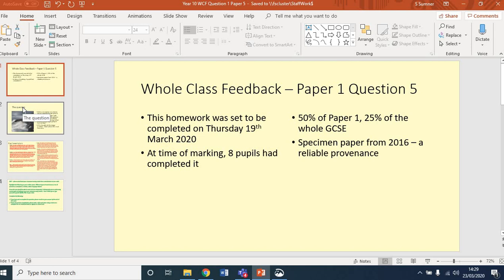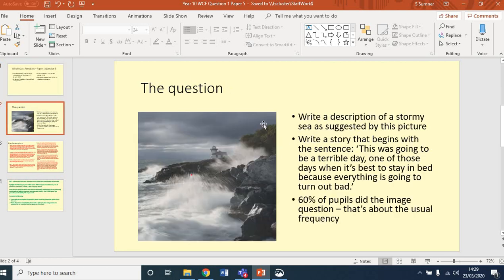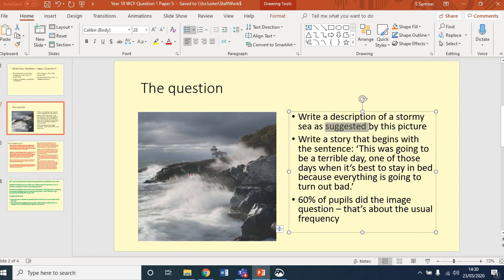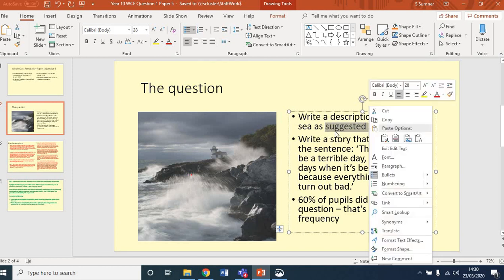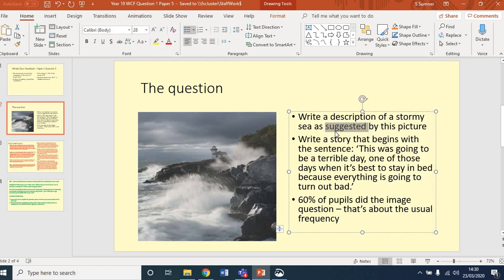So to remind ourselves of the question itself, here you've got a wonderful image of a stormy sea and the classic sort of writer description of a stormy sea as suggested by this picture. Remember, the key word here is always suggested as opposed to writer description of this picture. Sometimes I think there's a bit of disconnect between students thinking about that, and the word suggested gives you a really, really massive range of ideas that you could discuss.